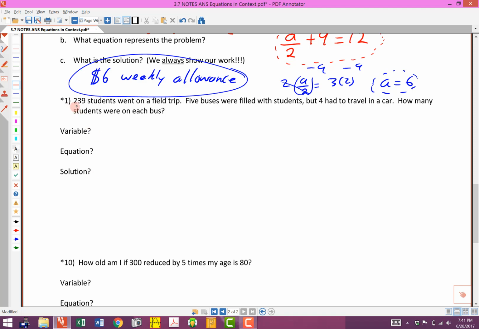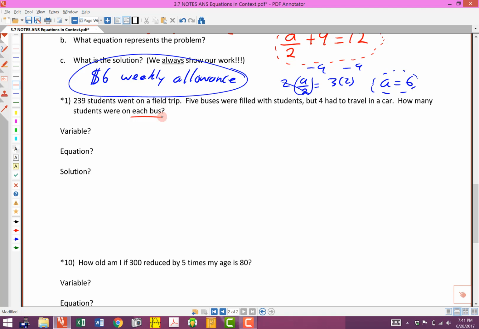So let's read the problem. 239 students went on a field trip. 5 buses were filled with students, but 4 had to travel in a car. So they filled up 5 buses. 4 had to travel in a car. How many students were on each bus?